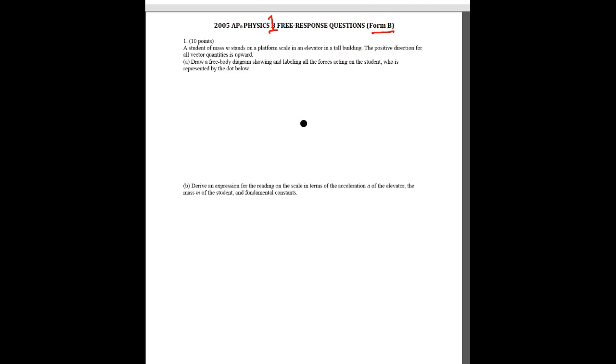Notice this is Form B. So if you've looked at 2005 AP Physics 1, not Form B, that one's a lot shorter than this one. This one's a little longer, has a little bit more to it, but it's the same type of question.